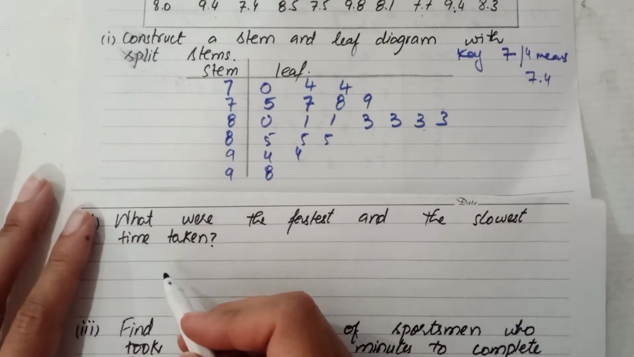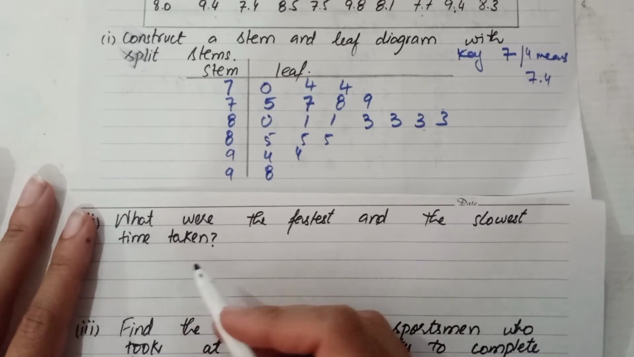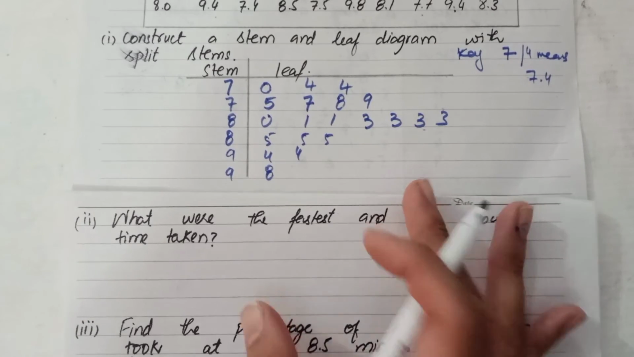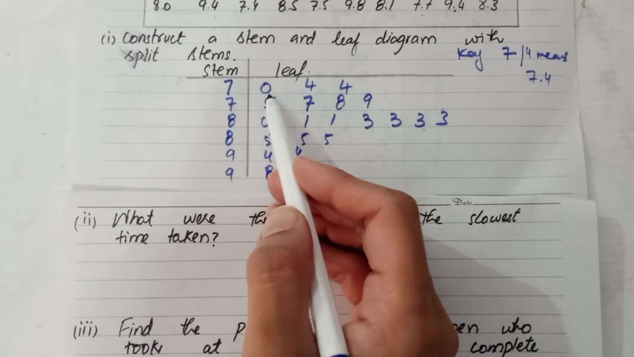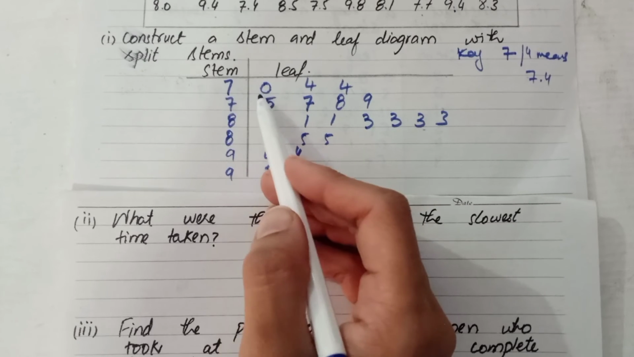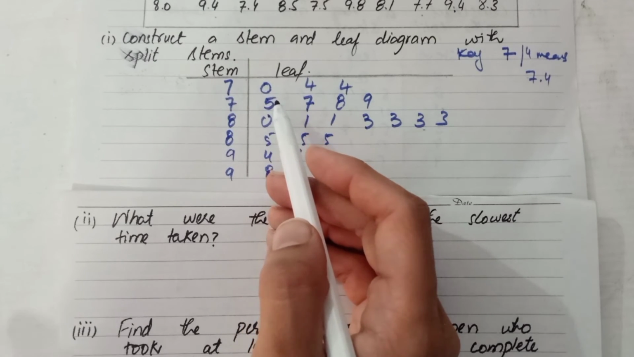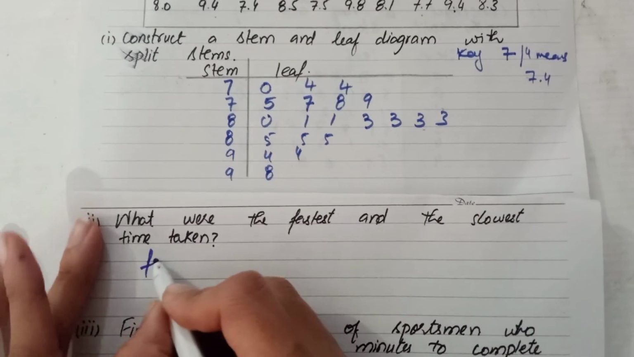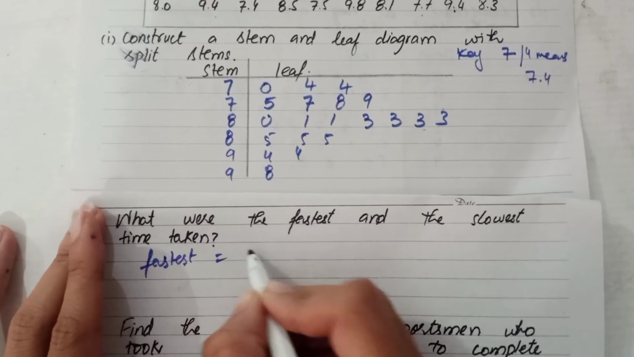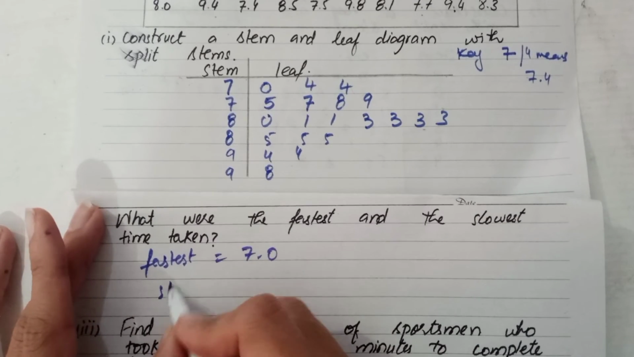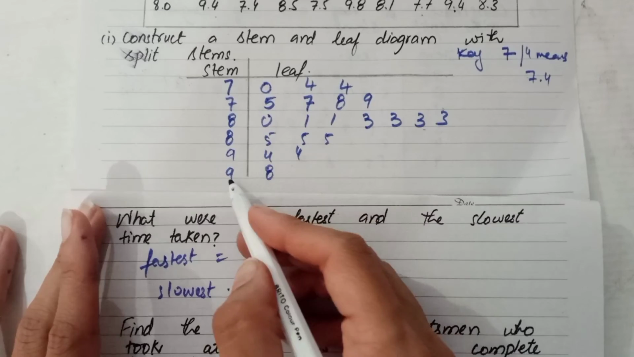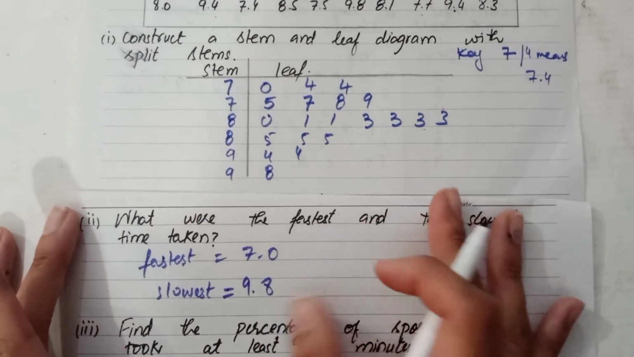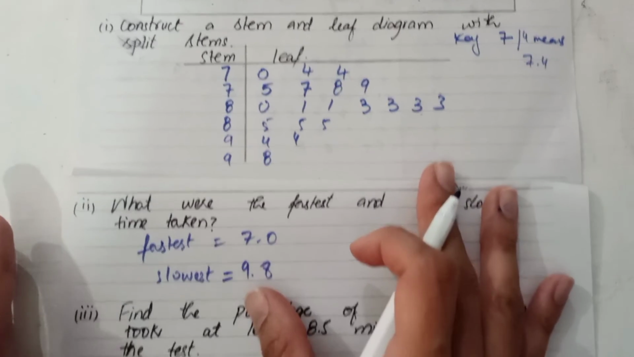In part number 2, we have to write the fastest and the slowest time taken. Know that whoever covers the distance first takes less time, and that is the fastest, which is 7.0, and the slowest obviously is 9.8, which takes the longer time. Now students, part number 2 is solved.